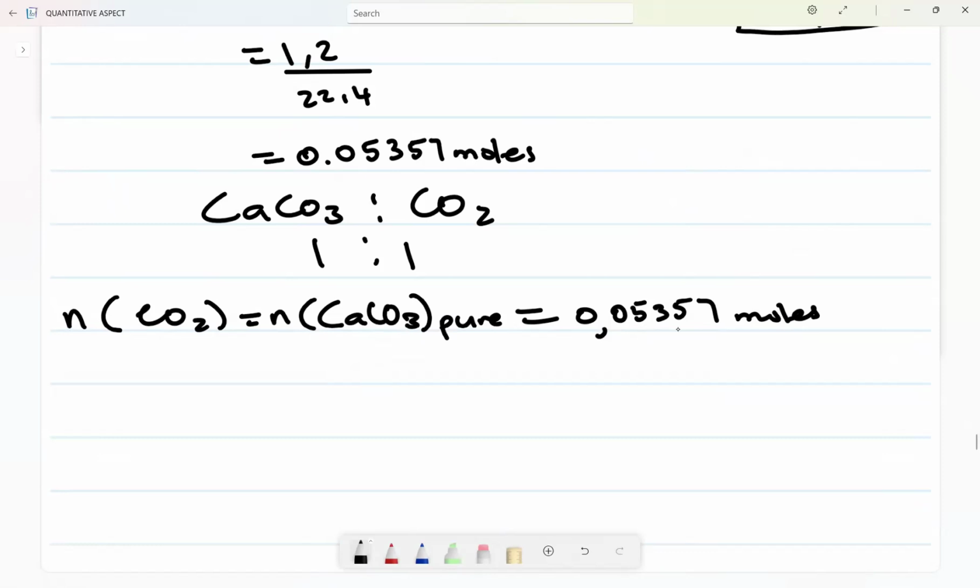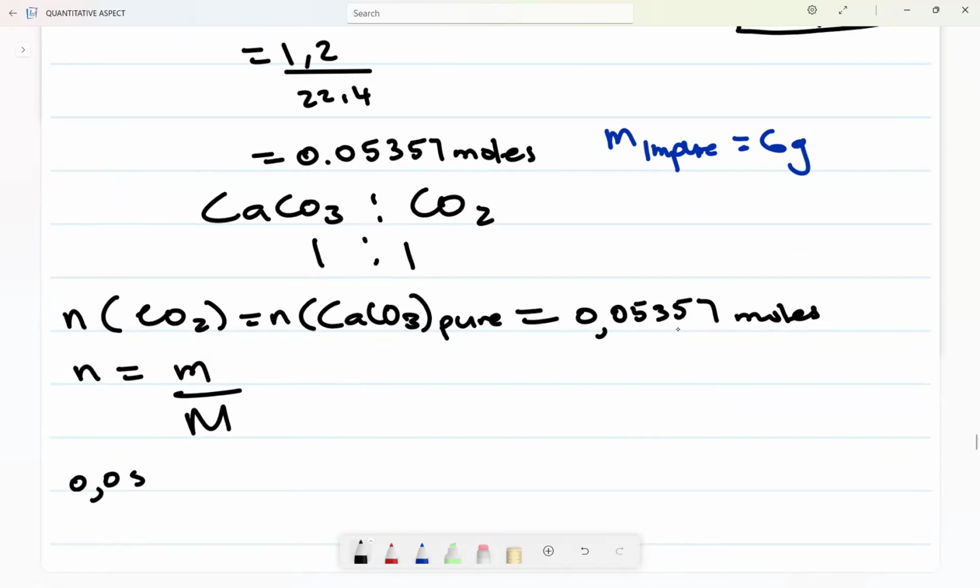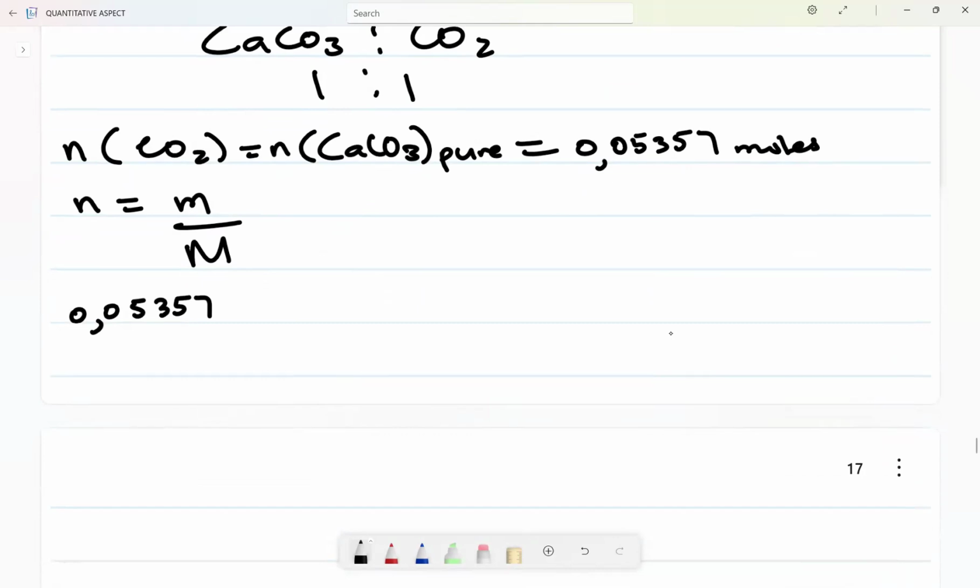Step number 3. Step number 3 is what? If I calculate whatever, what is it? The mass. Okay, remember, I still have the mass of the impure as 6 grams. So I need to calculate the mass of the pure using number of moles is equal to mass divided by molar mass. Number of moles, it is 0.05357, it is equal to mass divided by, what is my molar mass? Molar mass of what? Molar mass of the calcium carbonate. It is going to be equal to how much?